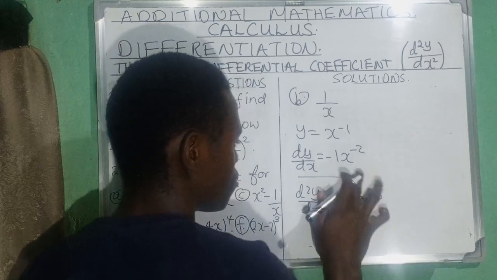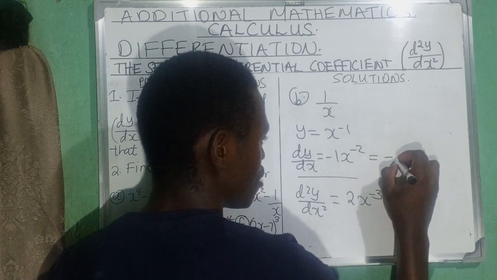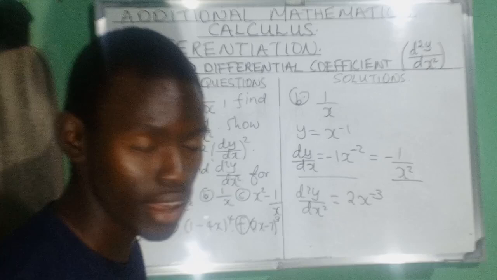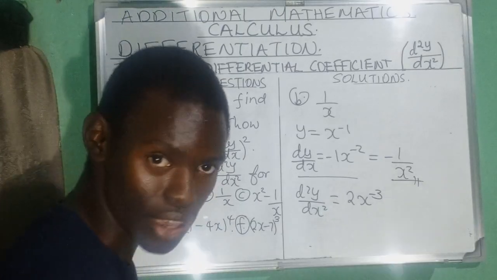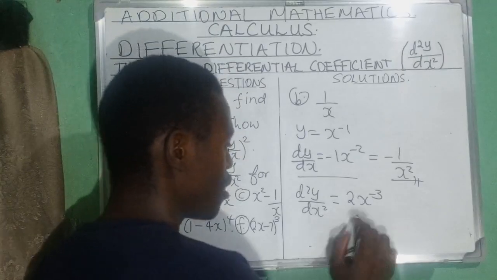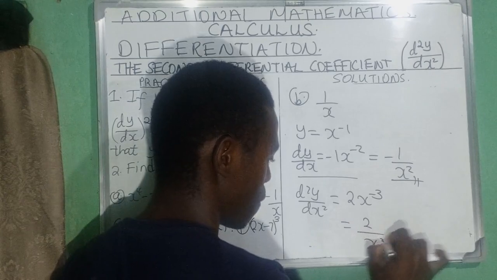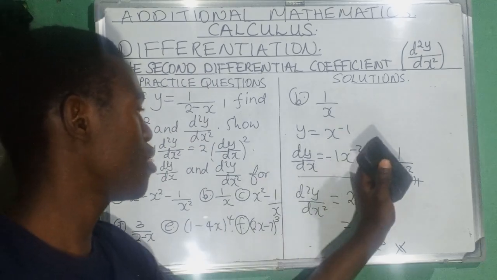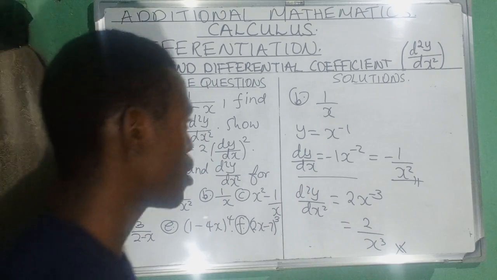So you can leave your answer like this, but it's best to leave it like negative 1 divided by x squared. This is the best way to leave it. Okay? And then this one is going to be equal to 2 divided by x to the power positive 3. This is your dy/dx on top here, then this is your d2y/dx2. Alright, so we are done with B.